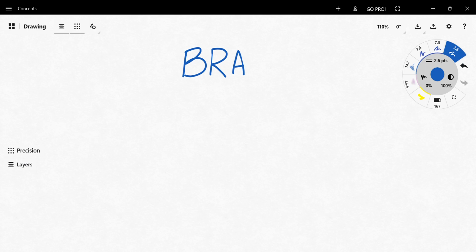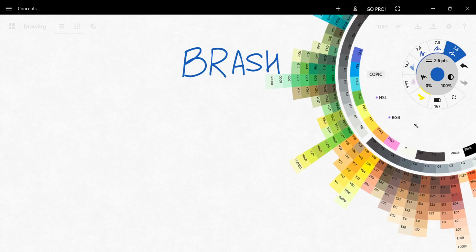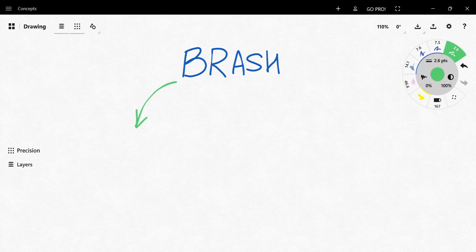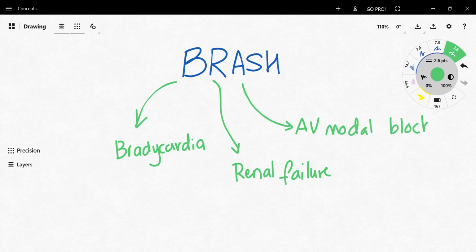BRASH syndrome. Okay, so what does BRASH stand for? I'm gonna expand this first and then we're gonna go into the specifics. B is bradycardia. R is renal failure. A stands for AV nodal blockade. S stands for shock. And H is hyperkalemia.